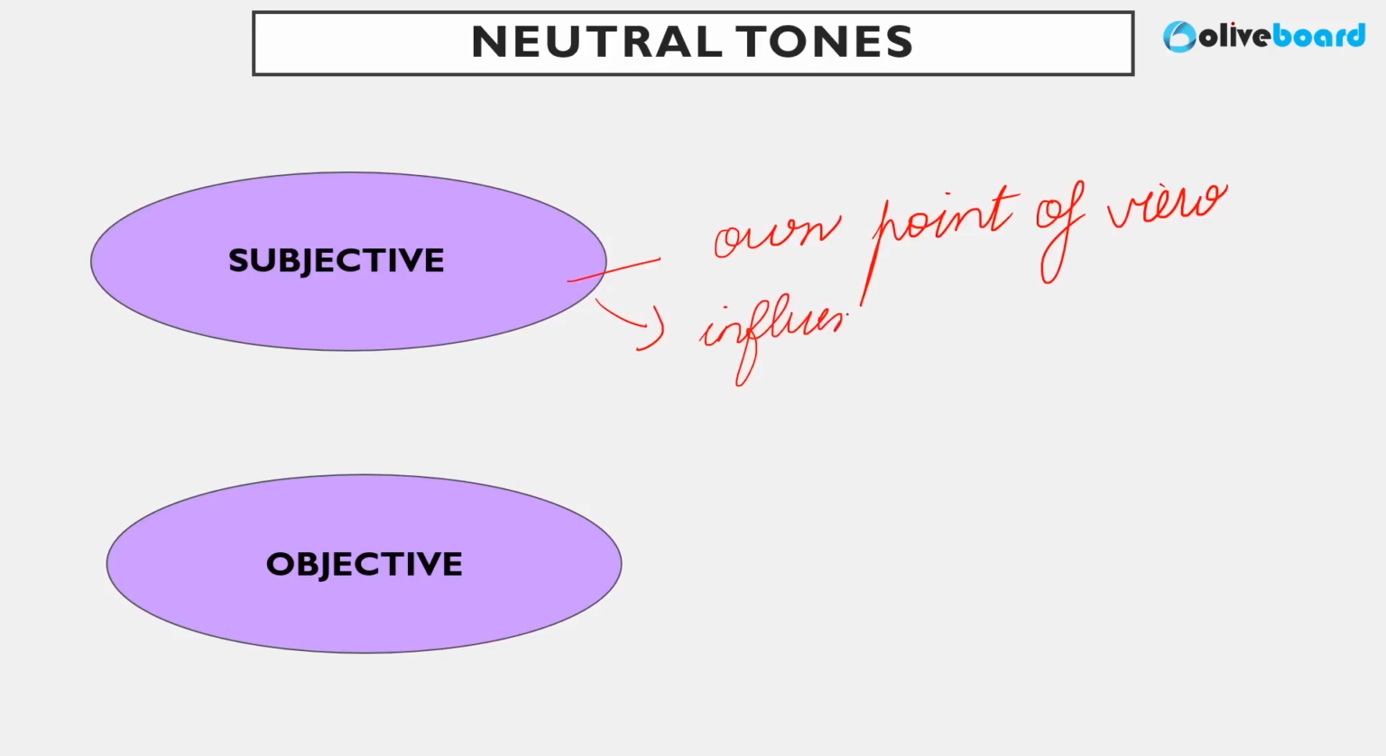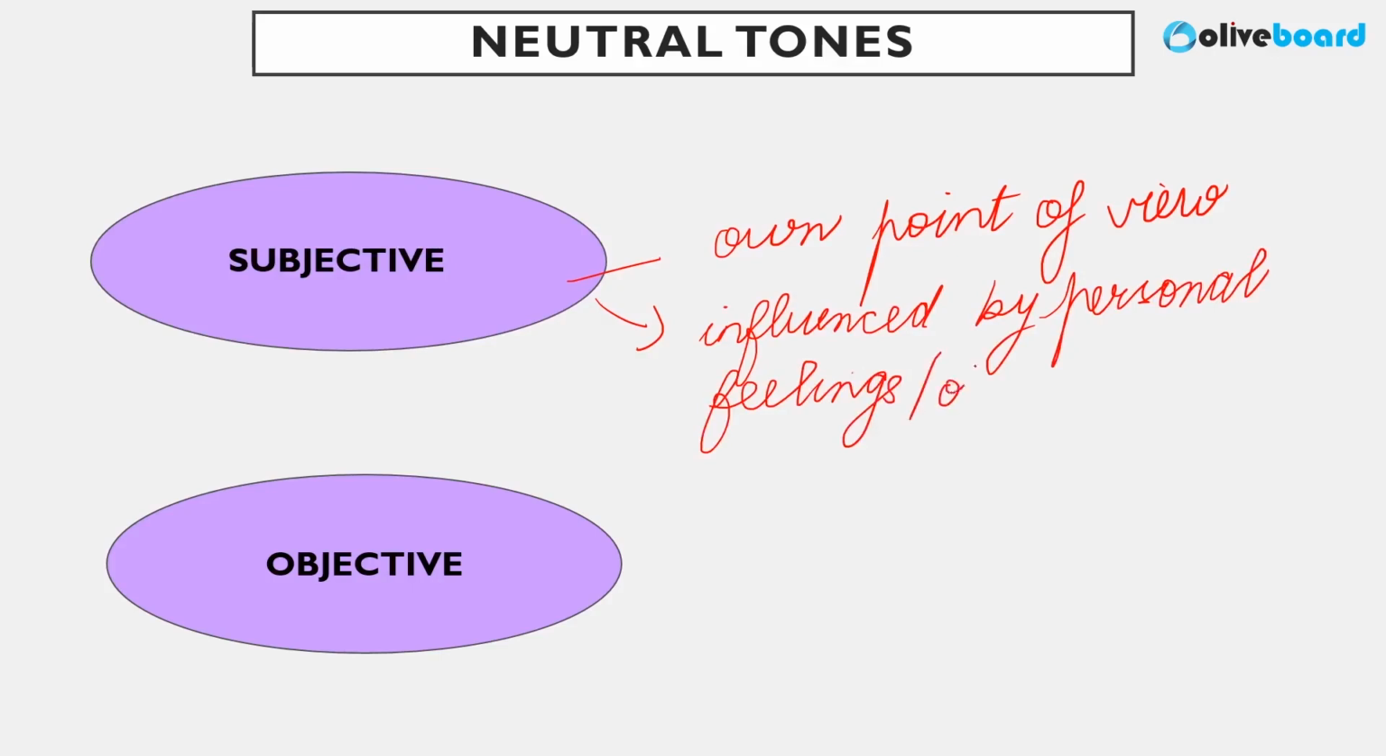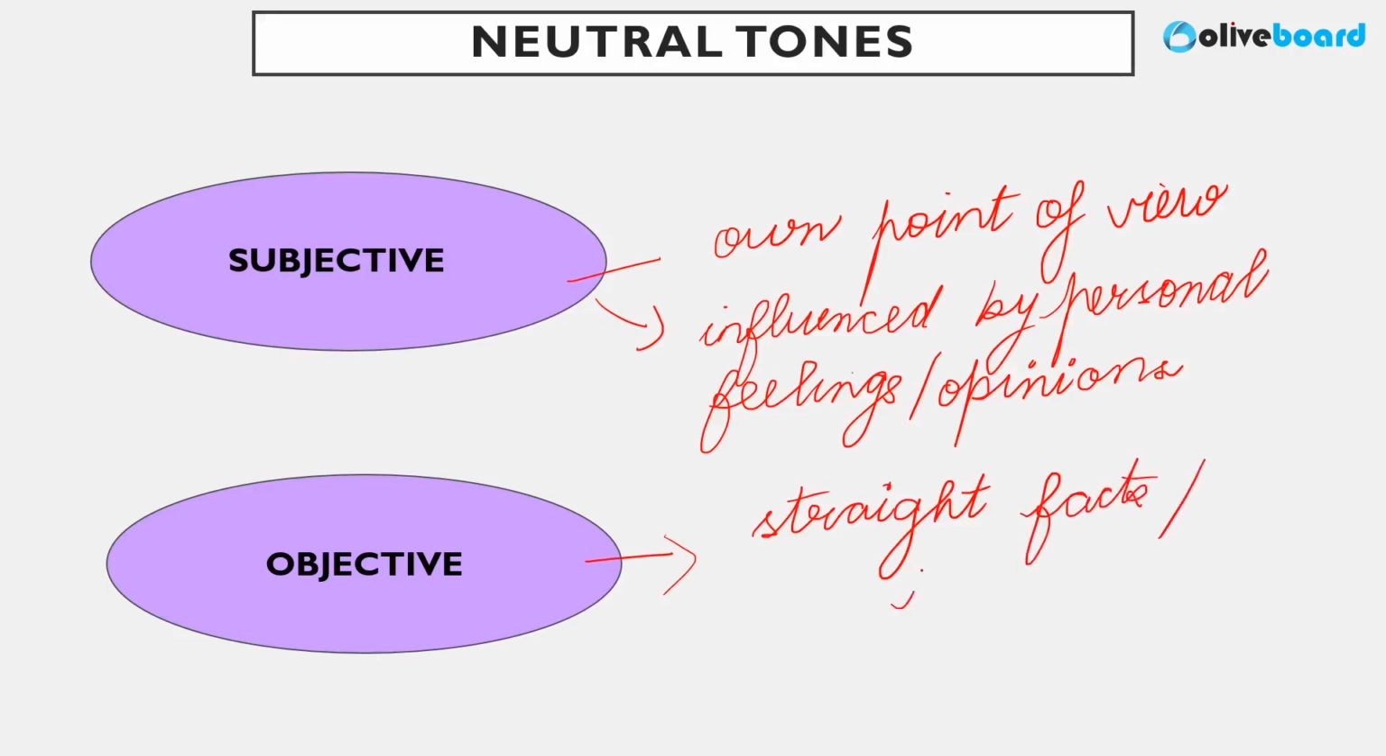It is influenced by personal feelings, opinions. Right? Very subjective tone. It is more like intuitive. Objective, on the other hand, is purely based on straight facts. Here, emotions don't play a role. It is just straight facts, or you can say pointers.